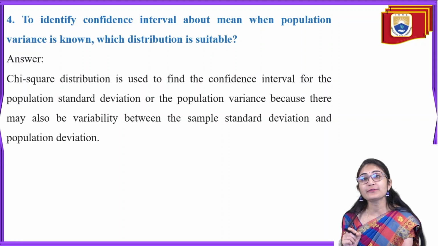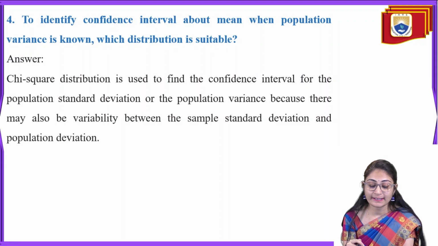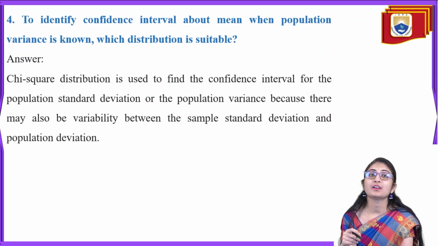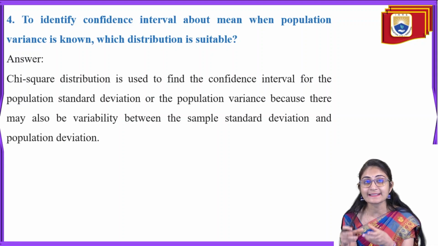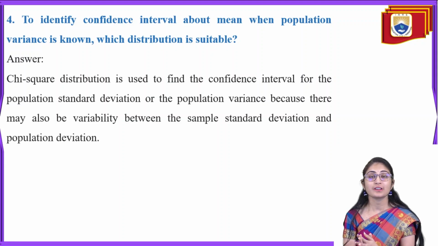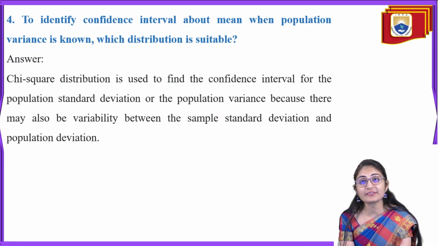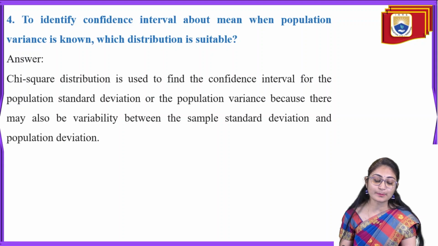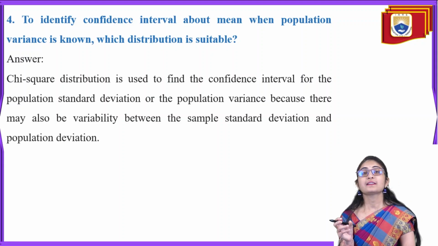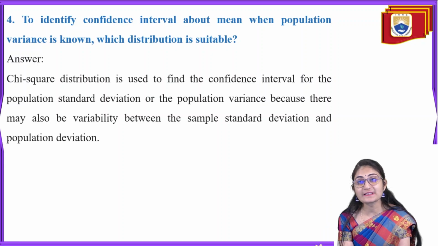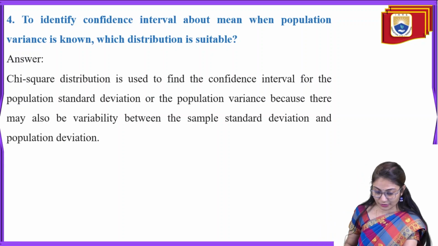Now, to identify the confidence interval about the mean when population variance is known, which distribution is suitable? Generally here the chi-square distribution is very important, and we can use this chi-square distribution. The chi-square distribution is used to find the confidence interval related to the population standard deviation or the population variance. Why are we using the chi-square distribution? Because there may also be some variability between the sample standard deviation and the population standard deviation.